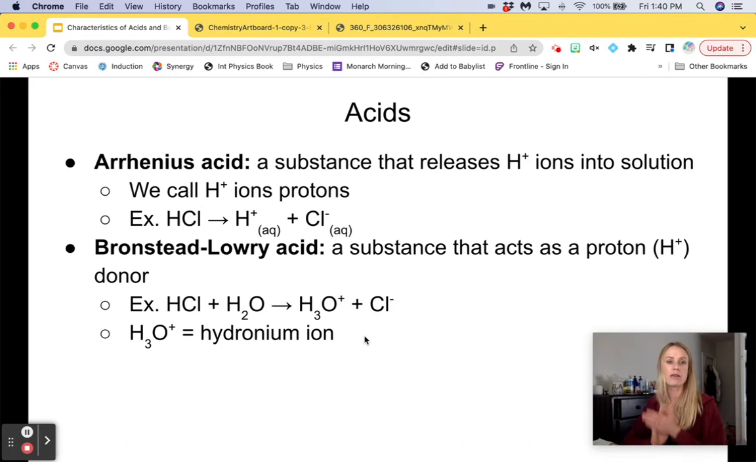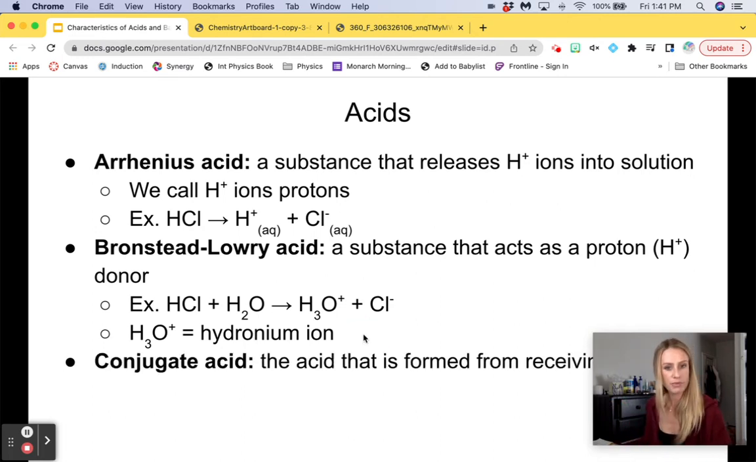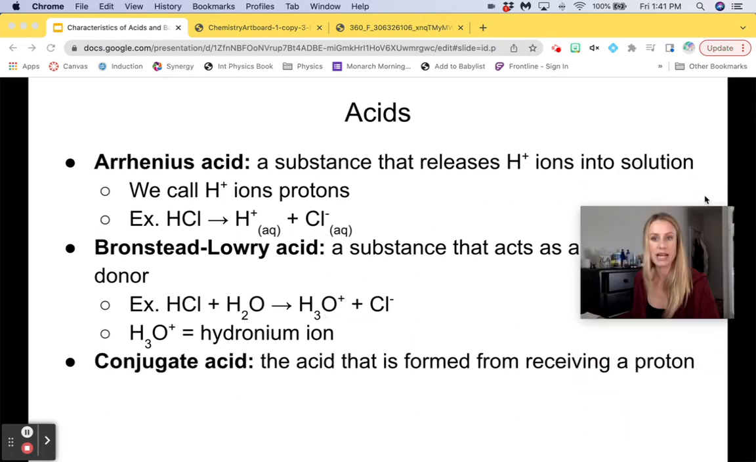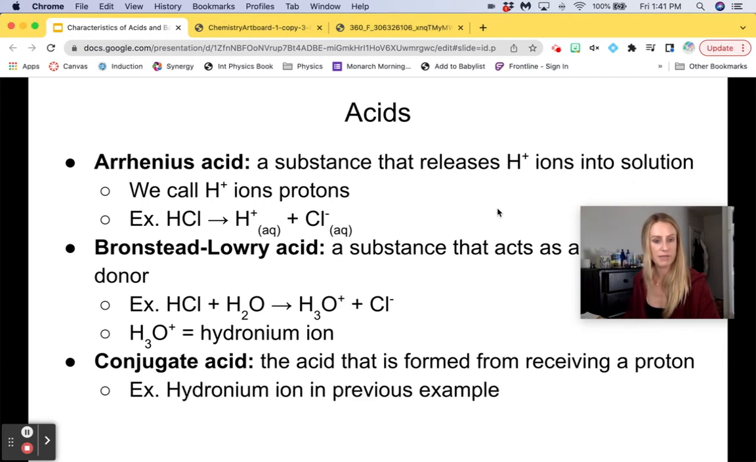And so you can see here that hydrochloric acid can be both an Arrhenius acid and a Bronsted-Lowry acid. It doesn't mean an acid is just one or the other. You can be both. And then we also have something called a conjugate acid, which is the acid that's formed from receiving a proton. An example here would be the hydronium ion in the previous example. We formed this acid because it received that proton from hydrochloric acid.